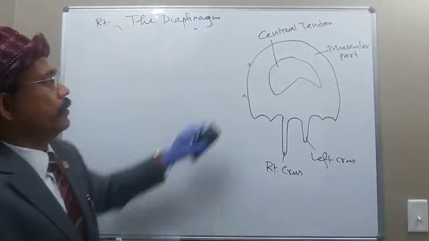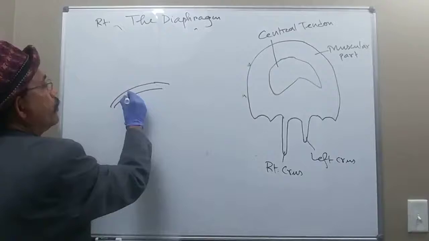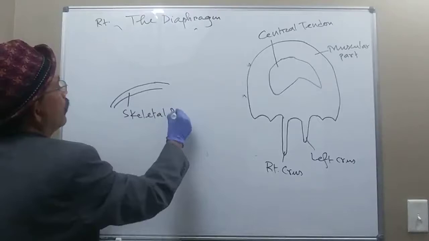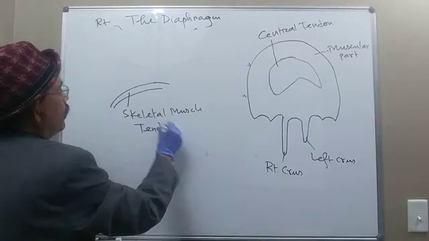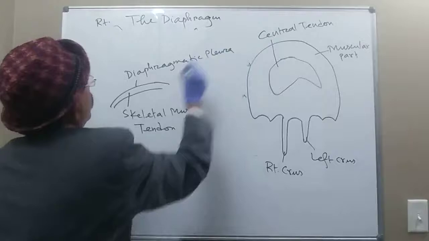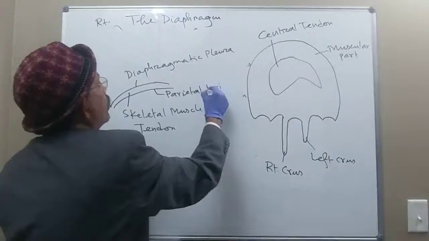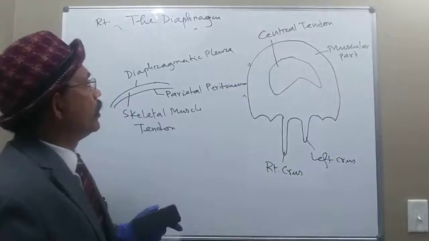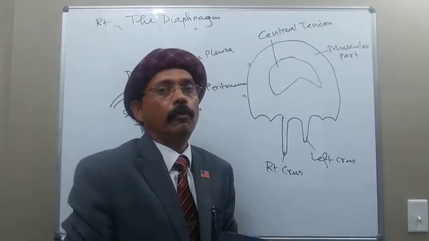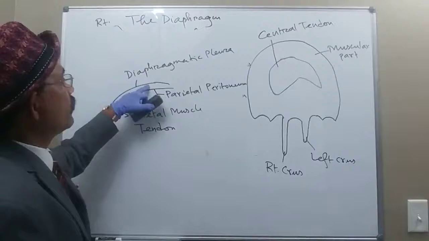So the diaphragm is a sheet of tissue. We have skeletal muscle here, tendon here, the central tendon. It is covered above by the diaphragmatic pleura. It is covered below by the parietal peritoneum. The lining epithelium of the diaphragmatic pleura and parietal peritoneum is mesothelium, simple squamous epithelium. In between them, we get the skeletal muscle and the tendon. Okay, we got that.